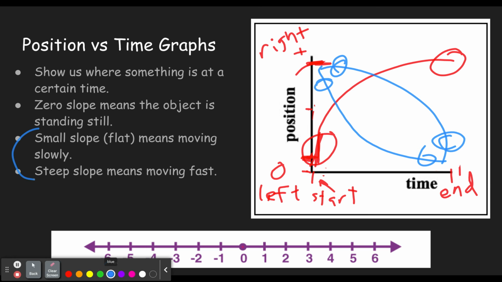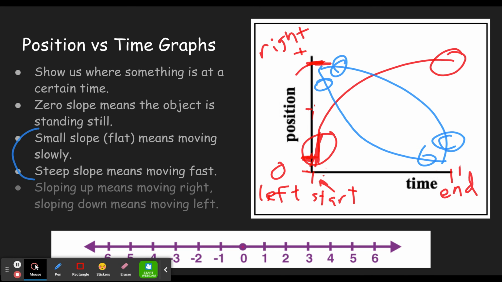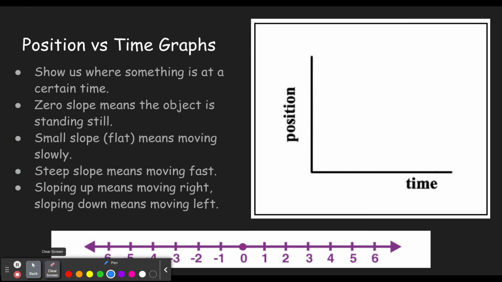And then the last thing is that sloping up means moving right. We kind of talked about that. You're moving from the left to the right if it's sloping up. Any of those are sloping up. Sloping down, like these ones, or a straight line down, would mean that it's moving to the left. It's starting out on the right side and it's ending up on the left side. All right, let's move on to some sample problems.